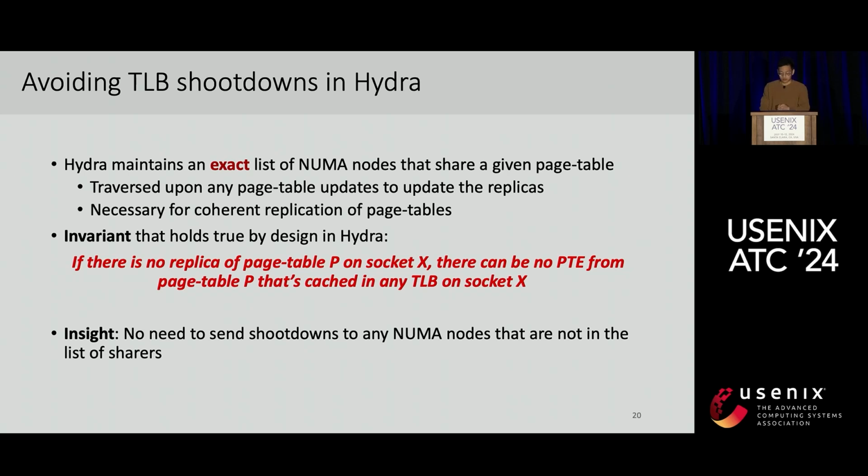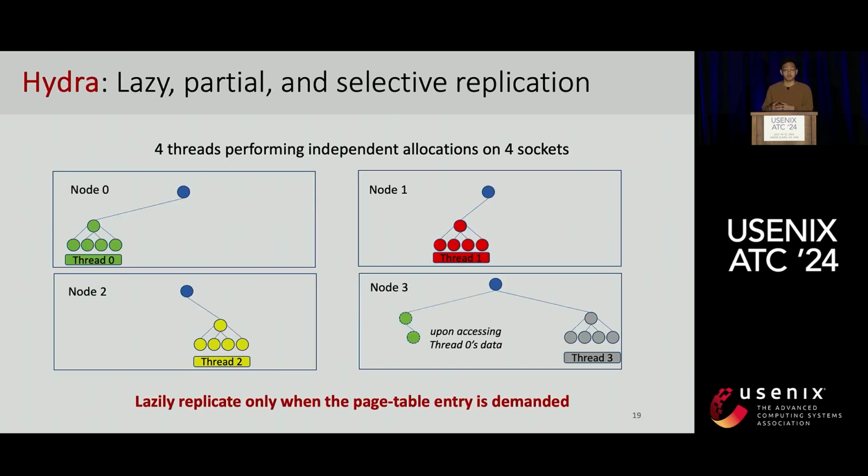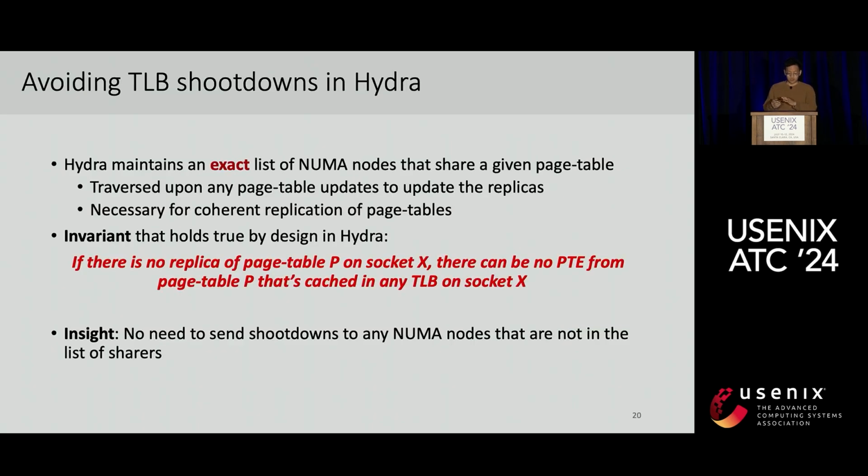By doing this, we solve the problem of page table reads on NUMA systems. Every thread can get the page table by local memory access. However, how do we avoid the TLB shootdown in Hydro? Hydro has additional information, like which NUMA node has what page table replicas. So we know that if there is no replica of the page table on a NUMA node, the threads on this NUMA node never access the page table, so the TLB on this NUMA node never caches page table entries. This is the insight that drives us to reduce the TLB shootdowns in NUMA systems.